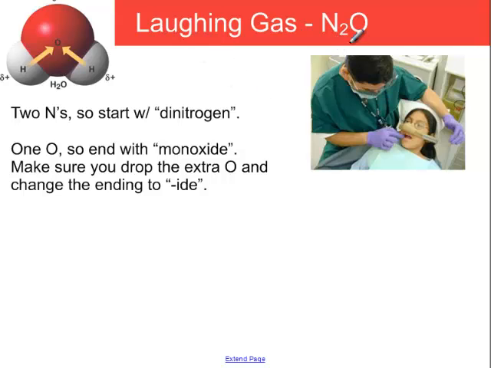We got N2O. You might have gone to the dentist. They might have given you laughing gas, kind of relax you a little bit. The appropriate name for that: N2, nitrogen, and throw a prefix on. Notice the ending's not changed here. And then the second element's oxygen, so it's oxide, and you put the prefix mono on. So dinitrogen monoxide.